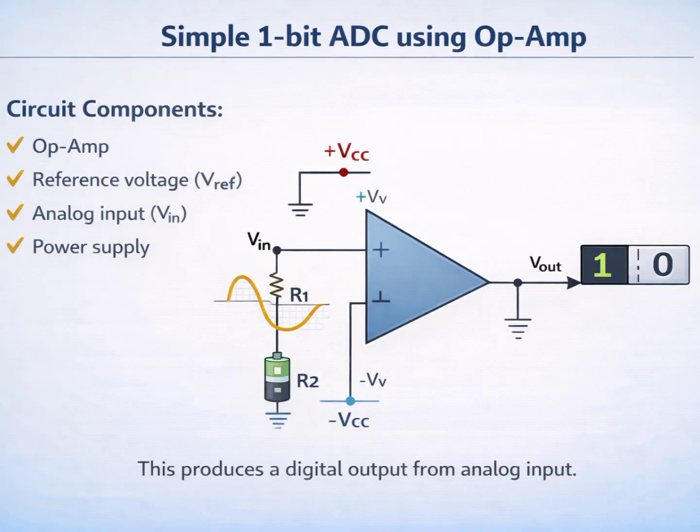Simple 1-bit ADC using op-amp. A simple 1-bit ADC can be made using one op-amp. Main components are op-amp, reference voltage, analog input, power supply. When the input voltage crosses the reference voltage, the output switches between high and low. Since output has only two levels, 0 or 1, it is called a 1-bit ADC. This is the simplest form of ADC.